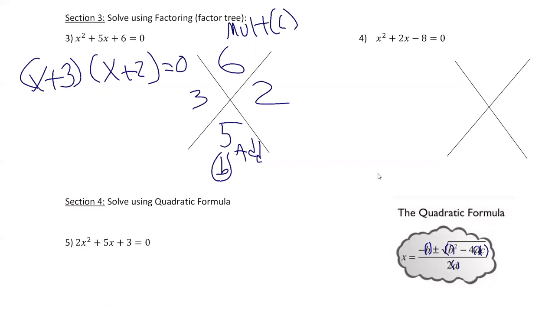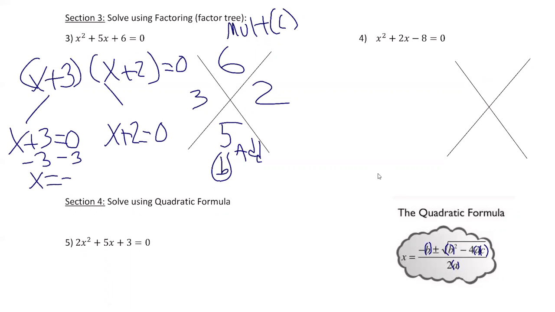Now this is just like a problem from section 2. You're going to take each one of these groups, set it equal to 0, and then solve. So you would just subtract the 3 in this first one. That would be -3. For the second one, you're going to subtract the 2, so you're going to get -2.